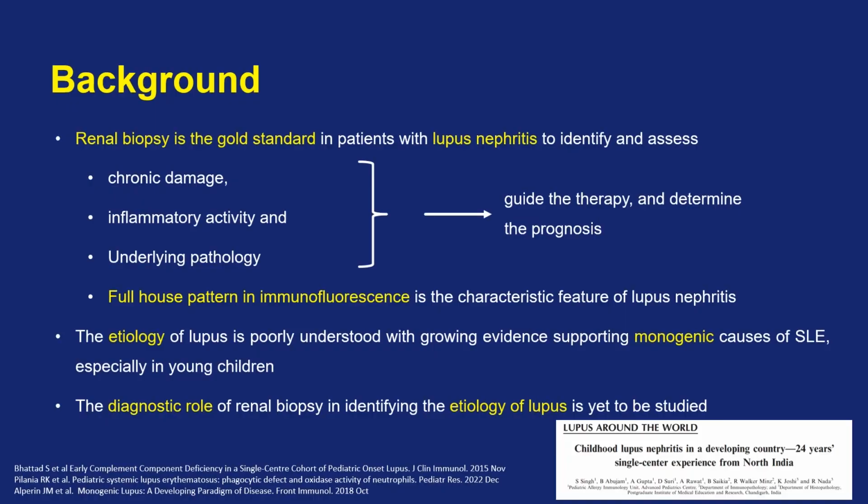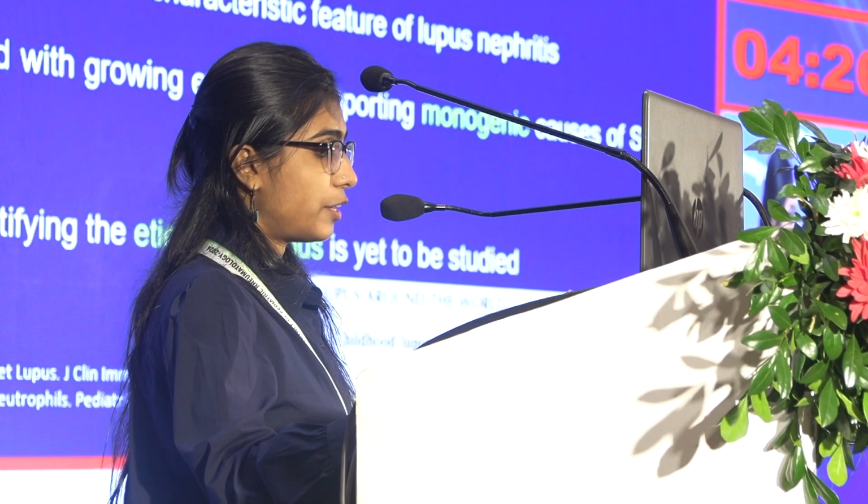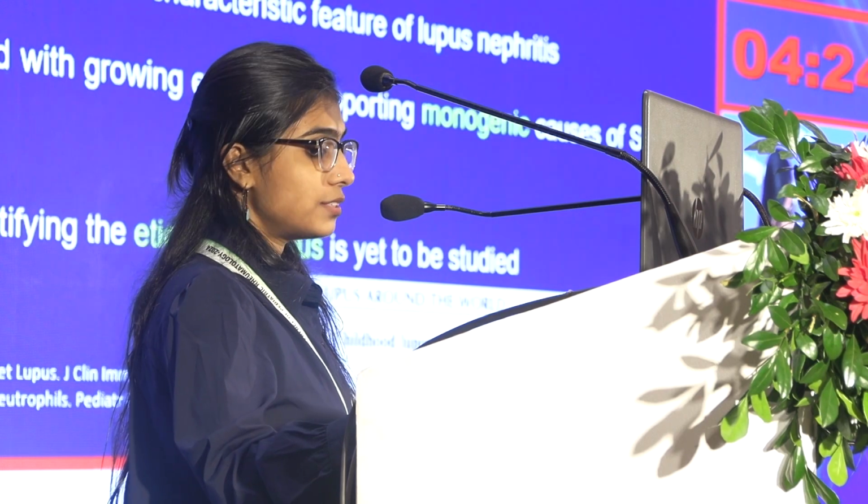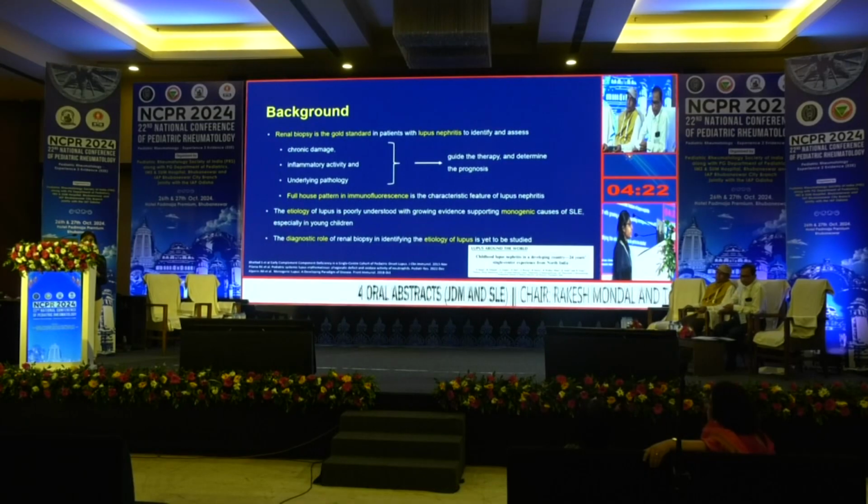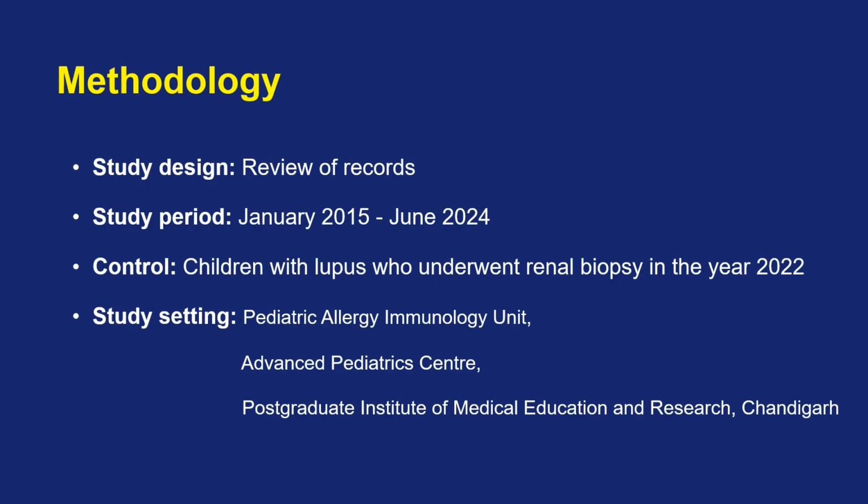So renal biopsy remains the gold standard in patients with lupus nephritis, where the characteristic feature is the full house pattern in immunofluorescence. Though the etiology of lupus is poorly understood, growing evidence now supports monogenic causes of lupus. However, the diagnostic role of renal biopsy is yet to be studied. So this study was done to determine the diagnostic role of renal biopsy in identifying the etiology of lupus. This was a retrospective review of records.